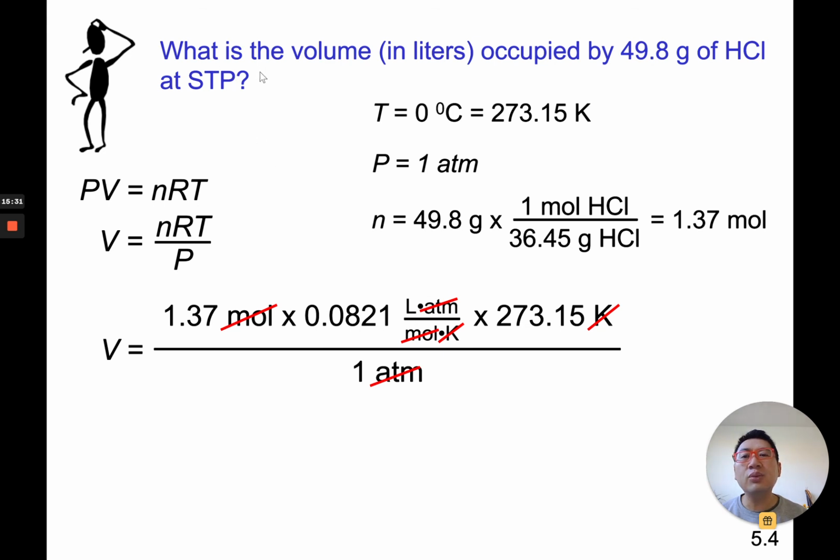Isn't the question, what's the volume in liters? I'm trying to find liters. So the answer is going to be whatever 1.37 times 0.0821 times 273.15. So type that in a calculator. What is 1.37 times 0.0821 times 273.15? You should have gotten 30.6, sig figs, 30.6 liters. Okay, so that's how I use the ideal gas law.